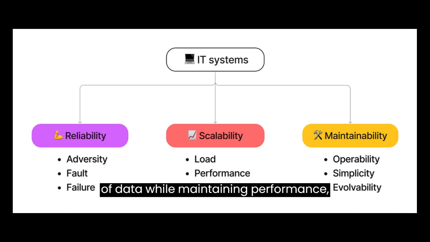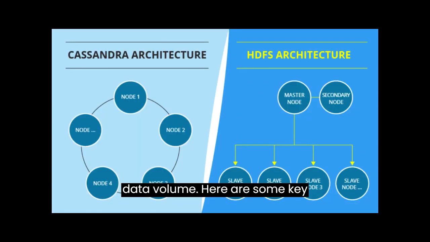Data scalability in data engineering refers to the ability of a data system or architecture to handle increasing amounts of data while maintaining performance, reliability, and cost-effectiveness. As organizations generate and collect more data, it's essential to design data engineering solutions that can scale seamlessly to accommodate this growing data volume. Here are some key aspects of data scalability in data engineering.